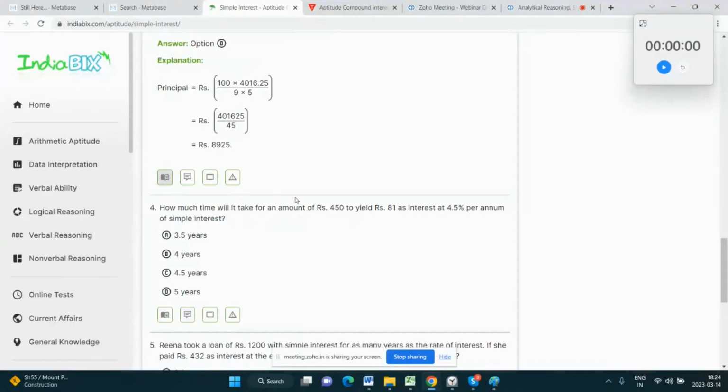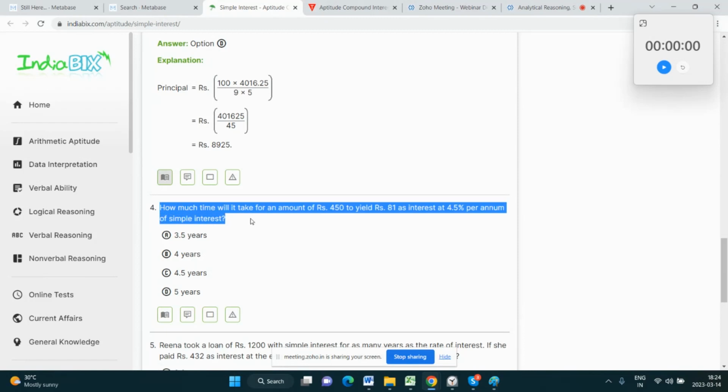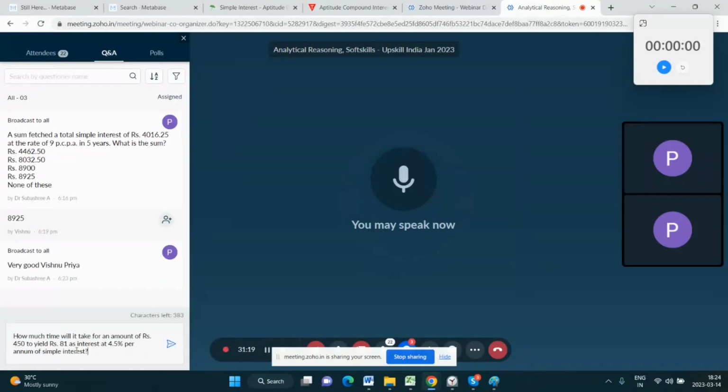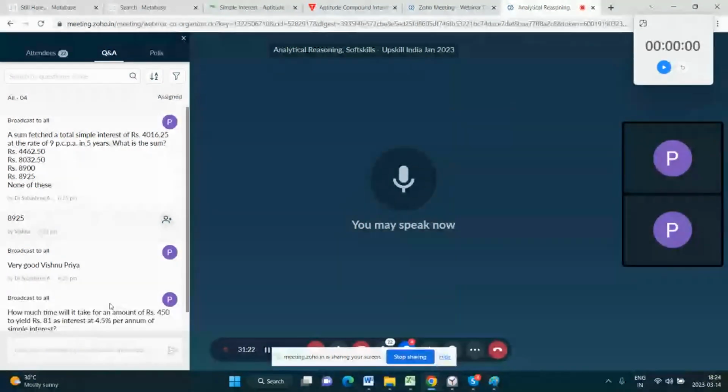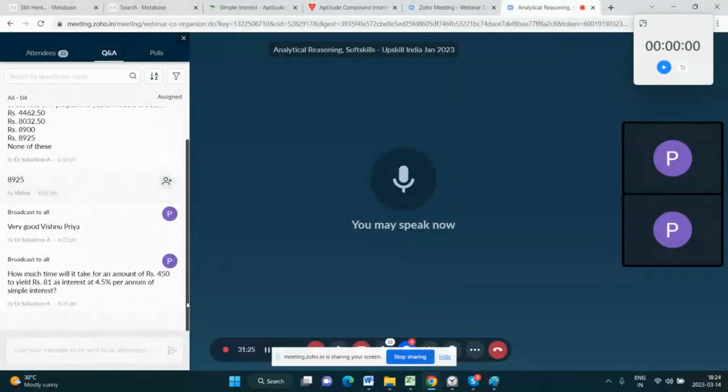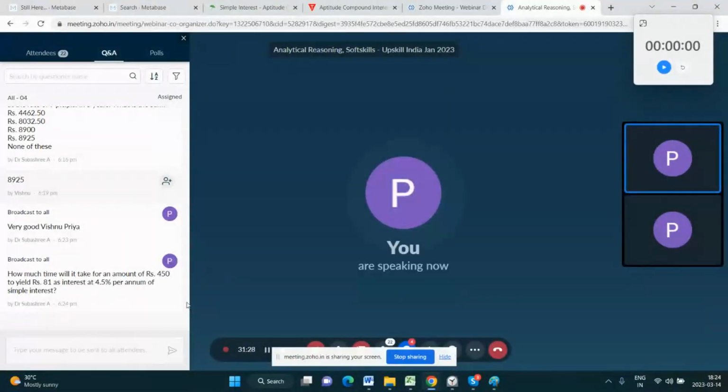You have the principal 450 rupees. Interest வந்தது 81 rupees. ரேட் வந்து 4.5 per annum. இப்போ இந்த PNR by 100ல போட்டு can you calculate and tell me what is the answer for this? Can you just try this? PNR by 100 is equal to 81. அப்ப n என்ன?